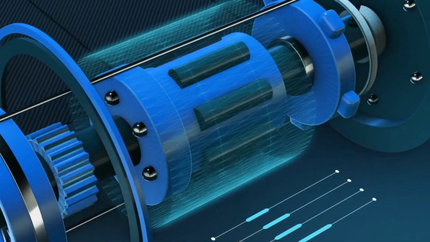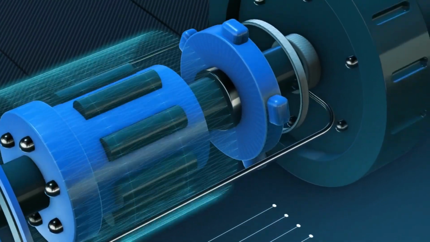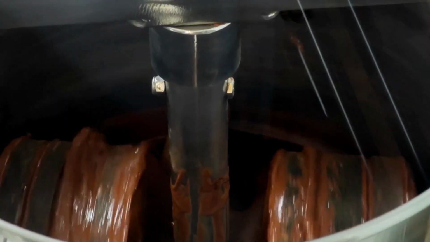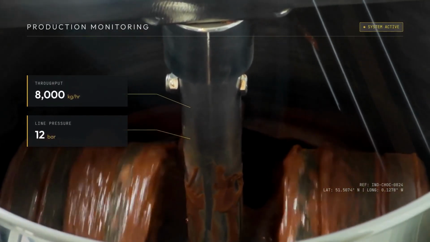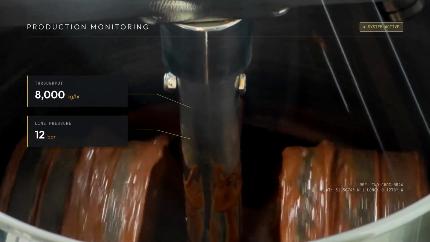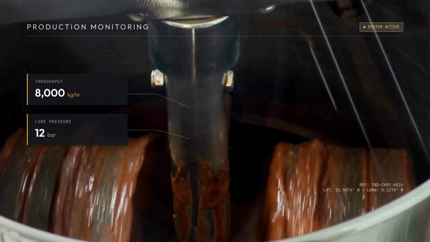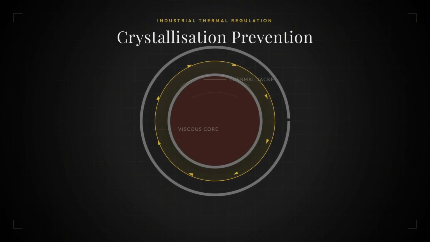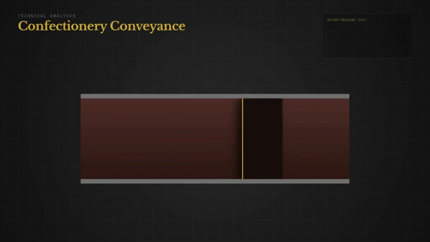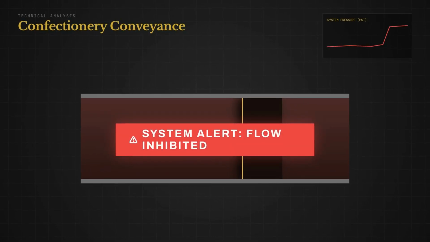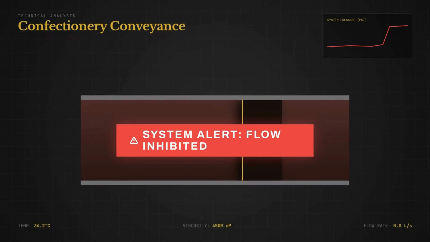Factories commonly use positive-displacement gear, lobe, or twin-screw pumps. Commercial chocolate gear pumps can handle approximately 200 to 8,000 kilograms per hour. Flow rate, temperature, and pressure are continuously coordinated. Pumps, valves, and pipelines may be jacketed with warm water to prevent local cooling and crystallization. If temperature falls, viscosity rises, pressure increases, flow falls, and the entire line can become unstable.